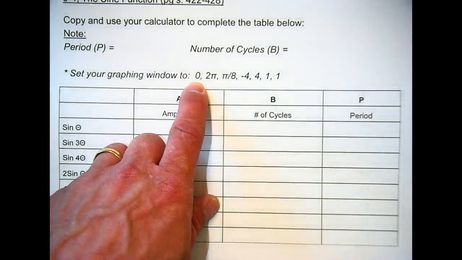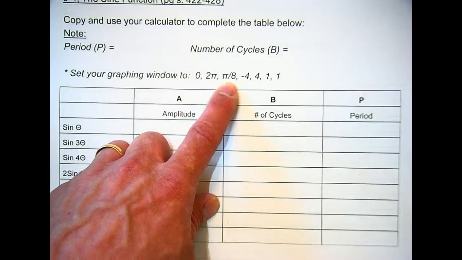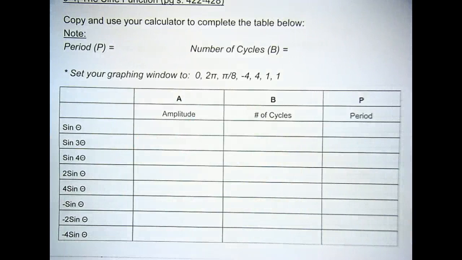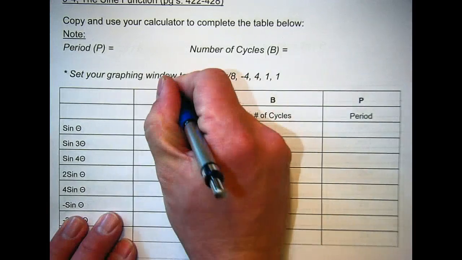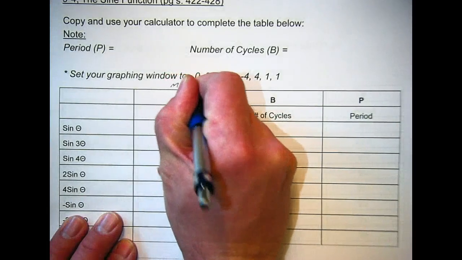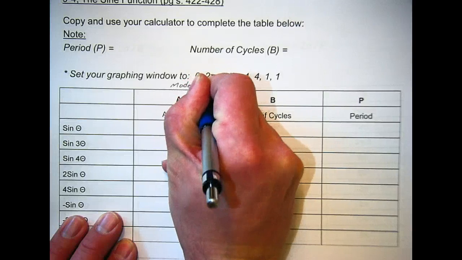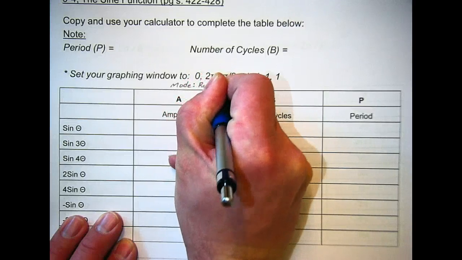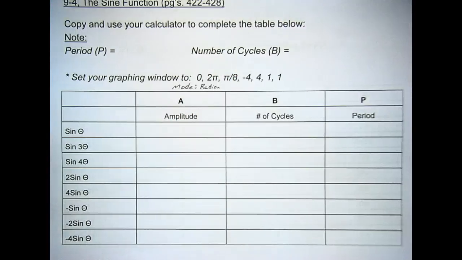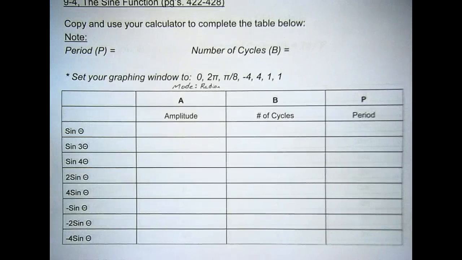Go ahead and go to your window. 0, 2 pi, pi over 8, -4, 4, 1. Set your window to those settings. Make sure you are in radians, in the radian mode of your calculator. No, I want you to go to radians. Yep. Okay, here you go. Put those in. Hey, can I have your attention back up here?